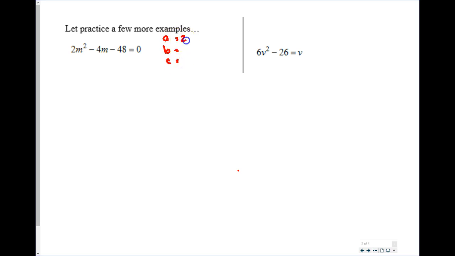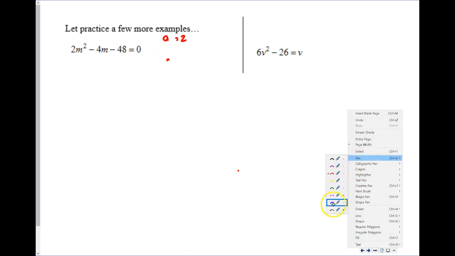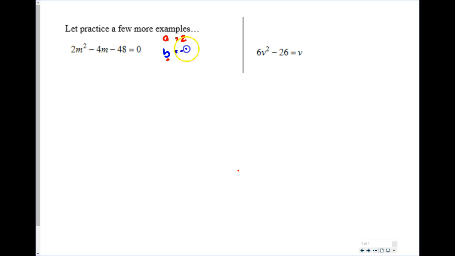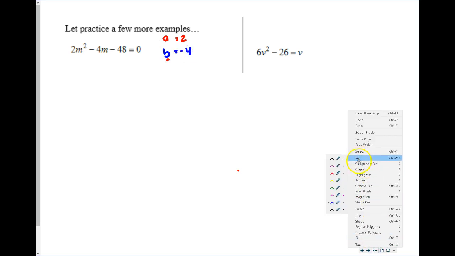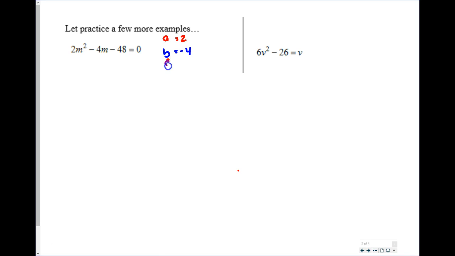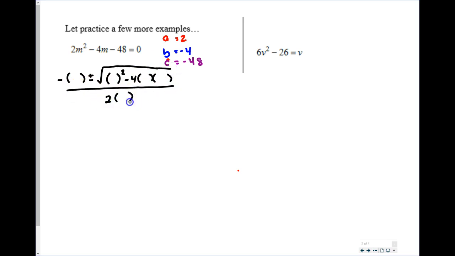Okay, A is going to be 2. In fact, I can use different colors here as well. A is 2. B is -4, watch your signs, and C is equal to -48. Now I'm going to make my skeleton. So I've got negative B plus or minus the square root of B squared minus 4A times C, all over 2 times A. So there's my skeleton, x equals.